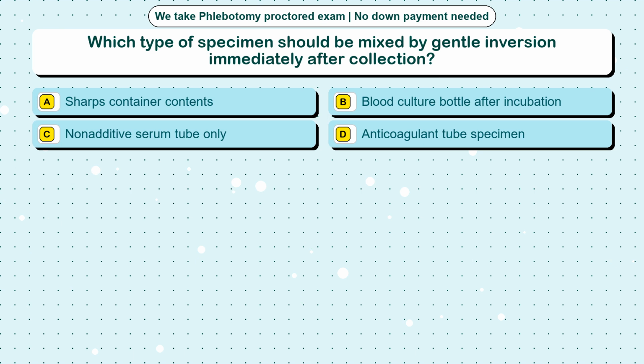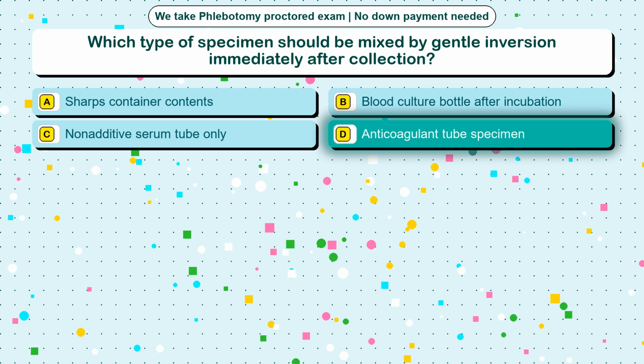Question 86. Which type of specimen should be mixed by gentle inversion immediately after collection? Option A. Sharps container contents. Option B. Blood culture bottle after incubation. Option C. Non-additive serum tube only. Option D. Anticoagulant tube specimen. The correct answer is option D.